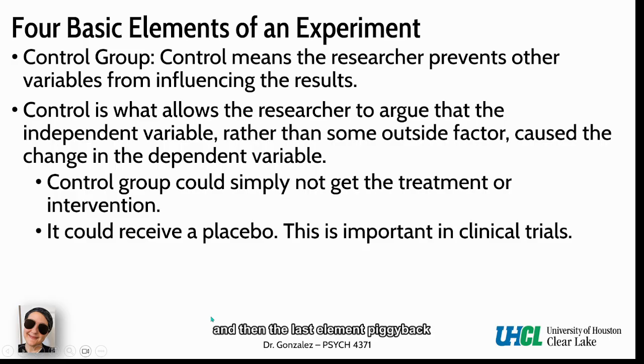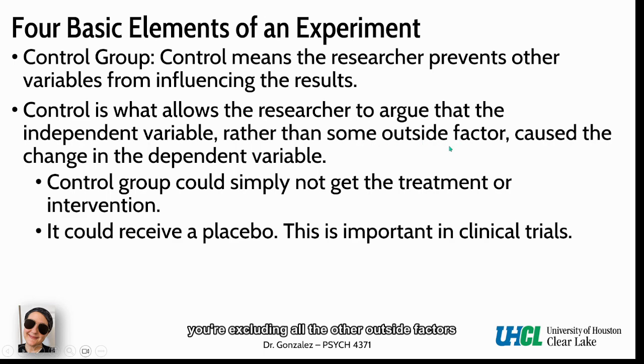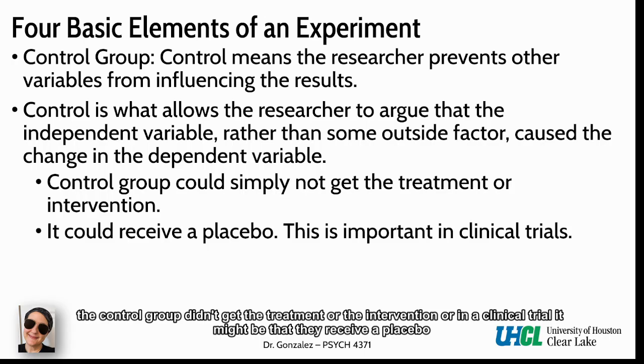And then the last element piggybacks off of that and is that control group. That control means you're going to control all of the other variables and prevent them from influencing your results. So that control and having that group is what allows you to argue that it really was your treatment, your independent variable, that causes a change in your dependent variable. You're excluding all the other outside factors. So what you're doing is saying the control group didn't get the treatment or the intervention, or in a clinical trial, it might be that they receive a placebo.